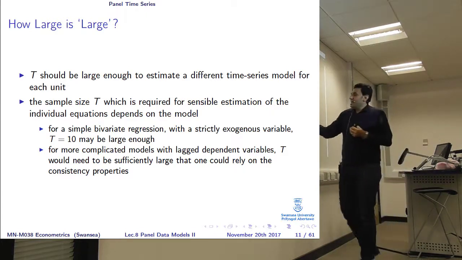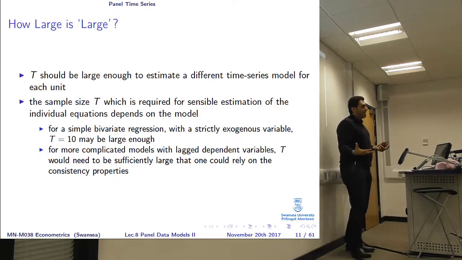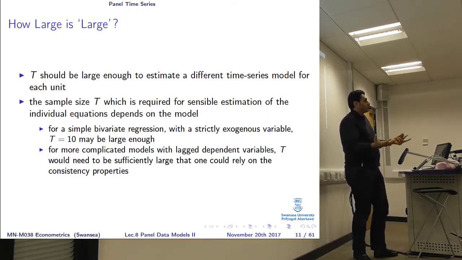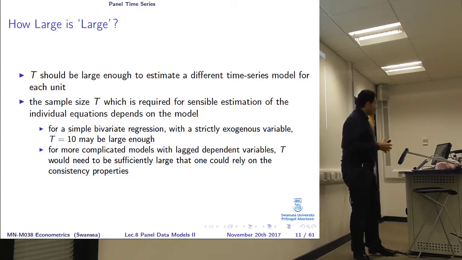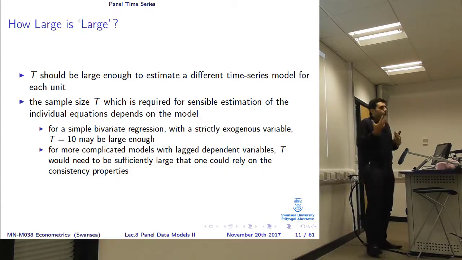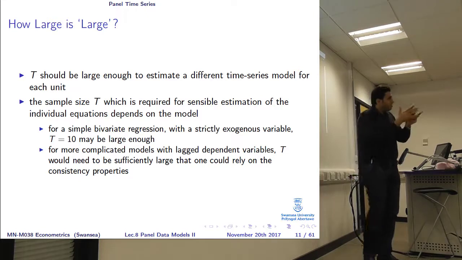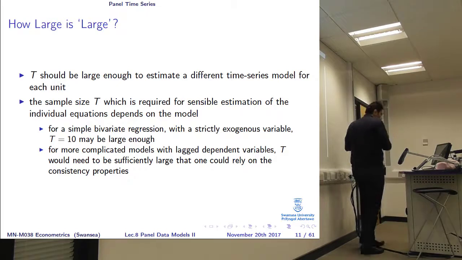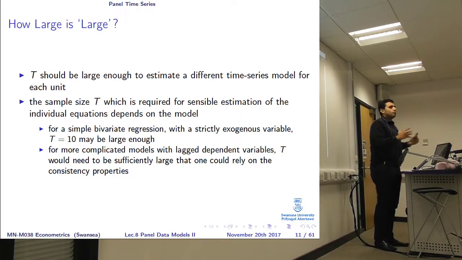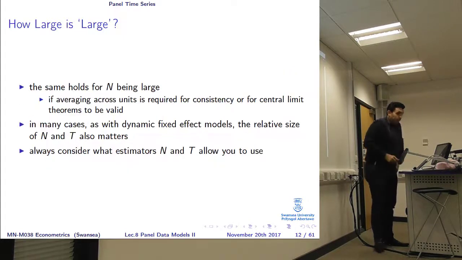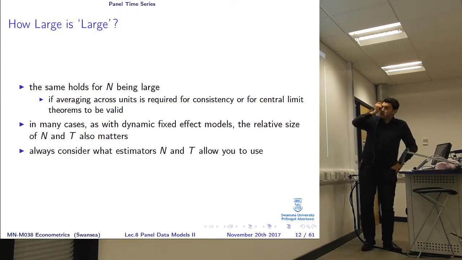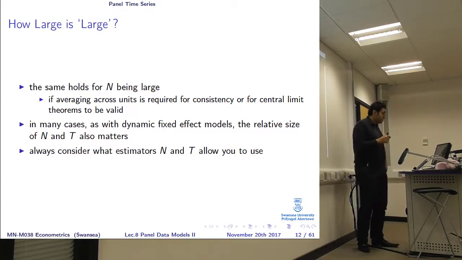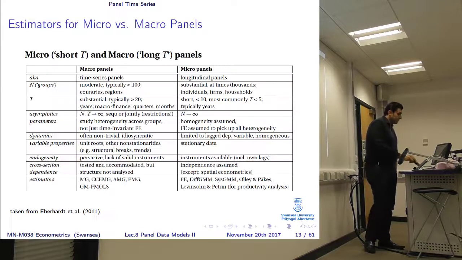But if you have lagged dependent variables, so if you have more lags on the right hand side, then you need more data. The more lags you have, the more complex the model, the more data you would need in T. You will need T to be bigger, to consider how large is large, or how large is T. Again, I think the same would apply to N, but the important thing here is the relative size of N and T, okay? That is the important thing.